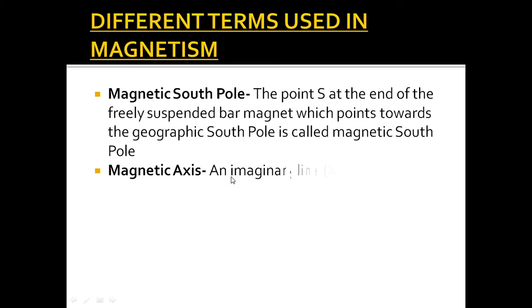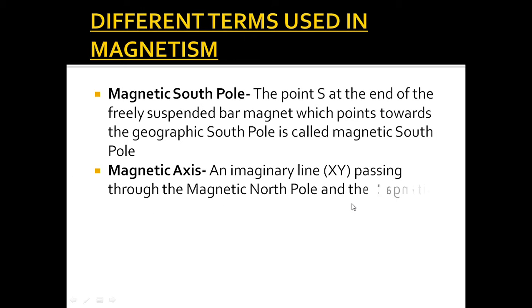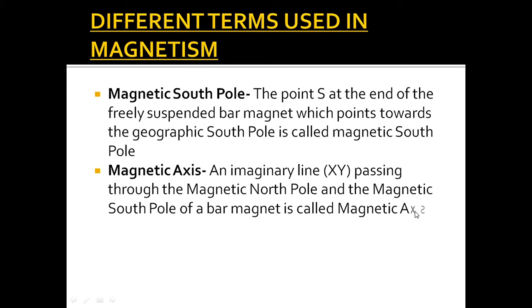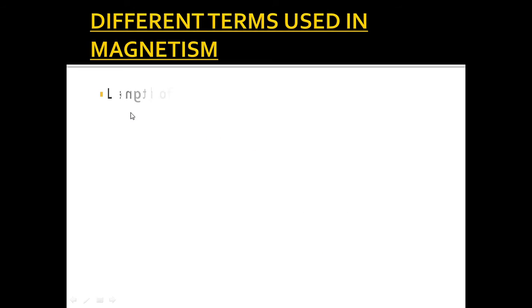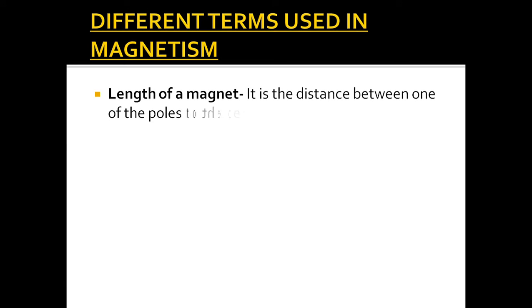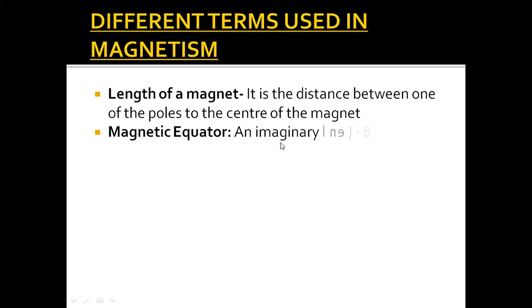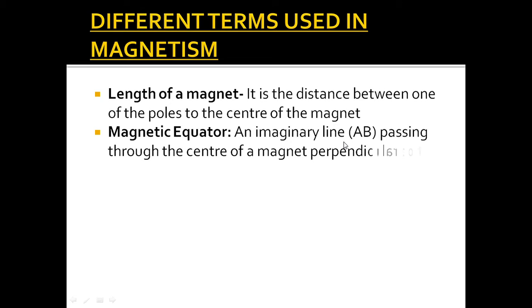Magnetic axis. An imaginary line XY passing through the magnetic North Pole and the magnetic South Pole of a bar magnet is called magnetic axis. Length of a magnet. It is the distance between one of the poles to the center of the magnet. Magnetic equator. An imaginary line AB passing through the center of the magnet, perpendicular to the magnet axis.